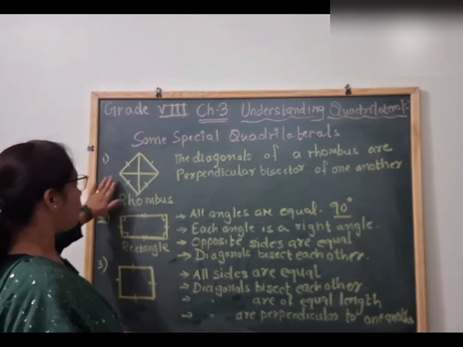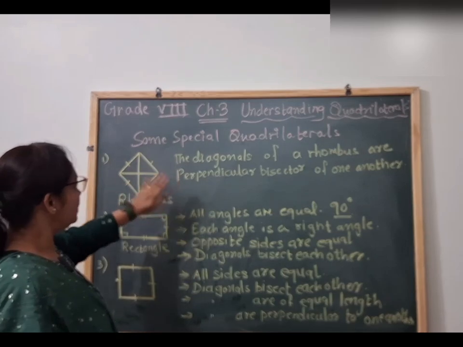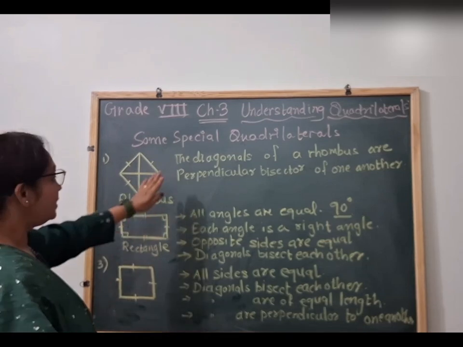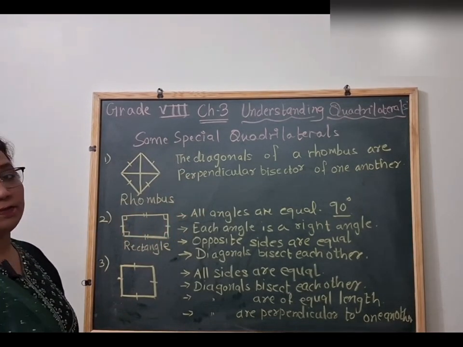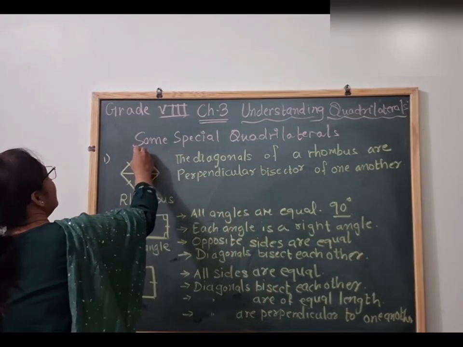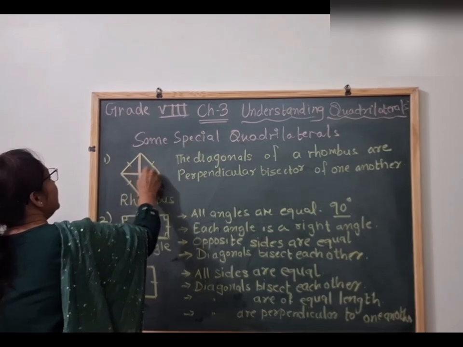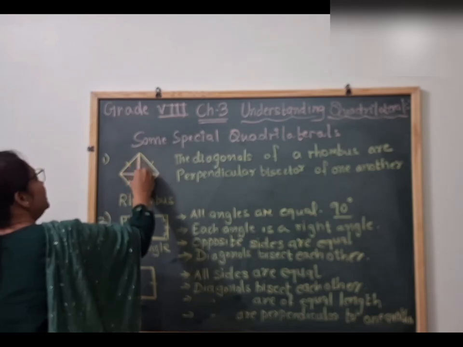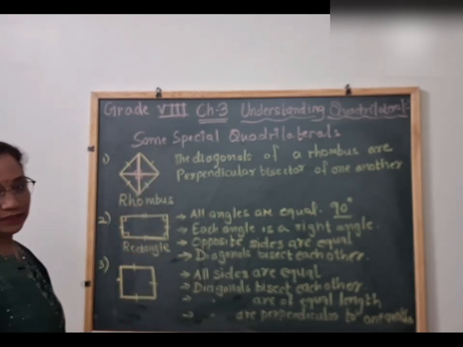The first one is rhombus. What is a rhombus? In a rhombus, you can see that all the four sides are equal and the diagonals of the rhombus are perpendicular bisectors of one another. Now if you see these diagonals, they are perpendicular bisectors of each other, meaning they bisect each other at 90 degrees. Here if you find these angles, this will always be 90 degrees.